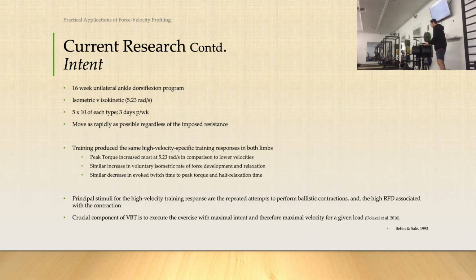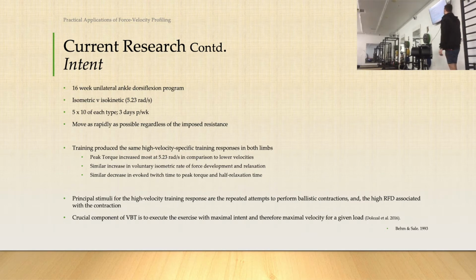Alright, so if you take nothing else away from this whole presentation and you only remember this, perfect. Because using velocity-based training, or even putting a Push or a GymAware on a bar, creates intent.